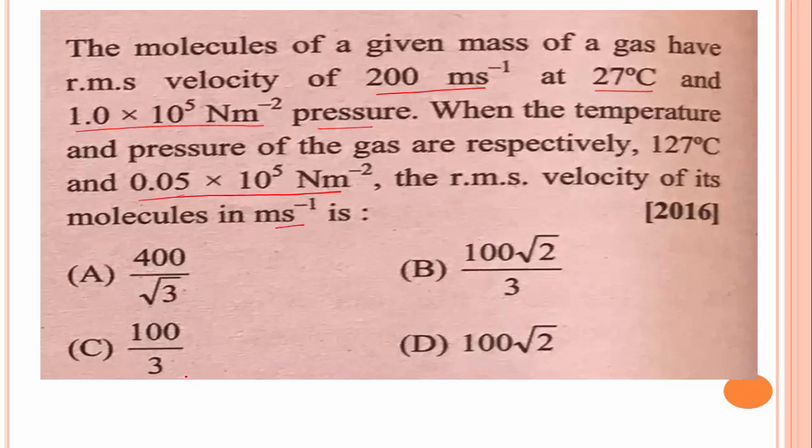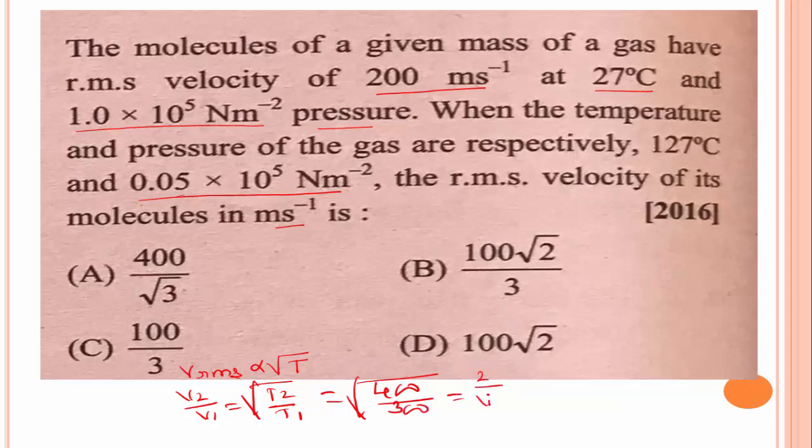Here we know the formula: the root mean square velocity Vrms is directly proportional to the root of temperature. Therefore, V2 divided by V1 is equal to root of T2 divided by T1. In this problem, T2 is 127 degrees Celsius, 127 plus 273, that is 400, divided by the other temperature, 27 plus 273, that is 300. We get the answer in the form of 2 divided by root 3.